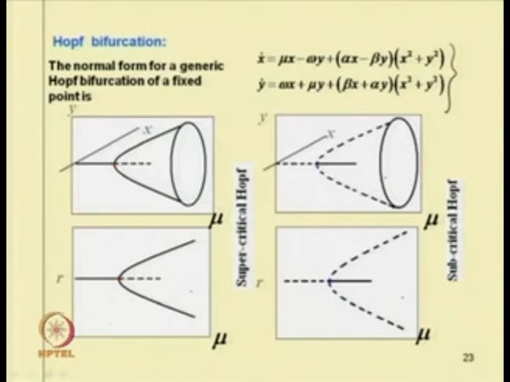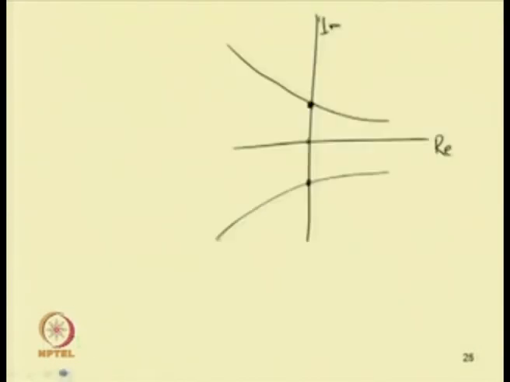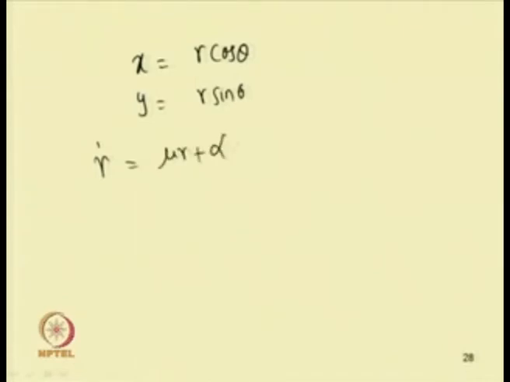So, let us see. Now let us write this equation in polar form. Instead of writing this in Cartesian form, we can write in this polar form. So, let us put x equal to r cos theta and y equal to r sin theta. By putting this, the x dot and y dot equations will reduce to this form. So, r dot becomes mu r plus alpha r cube, and the theta dot equation reduces to omega plus beta r cube.